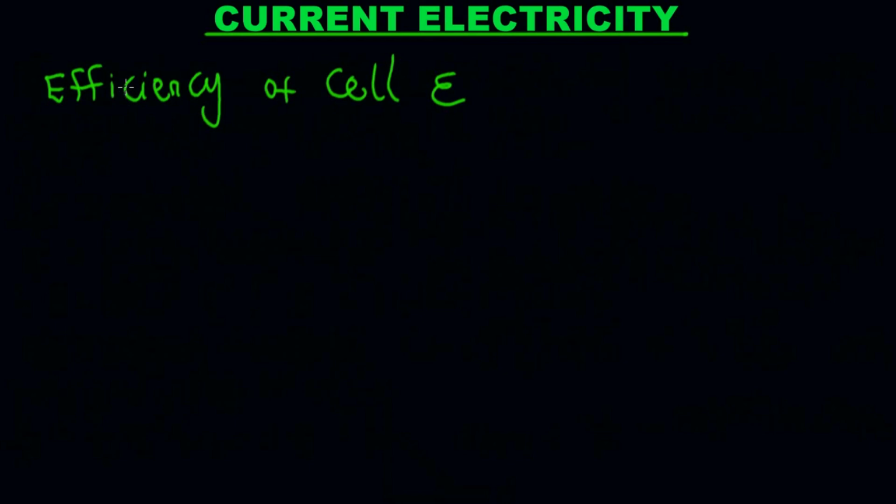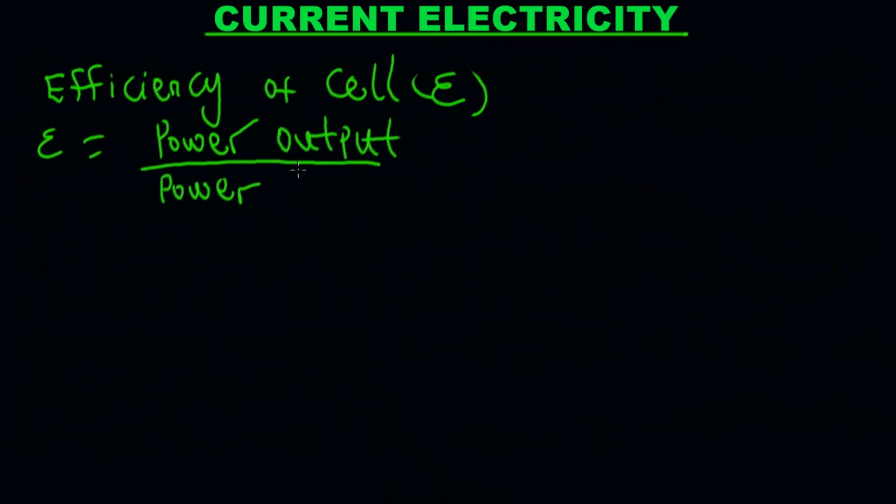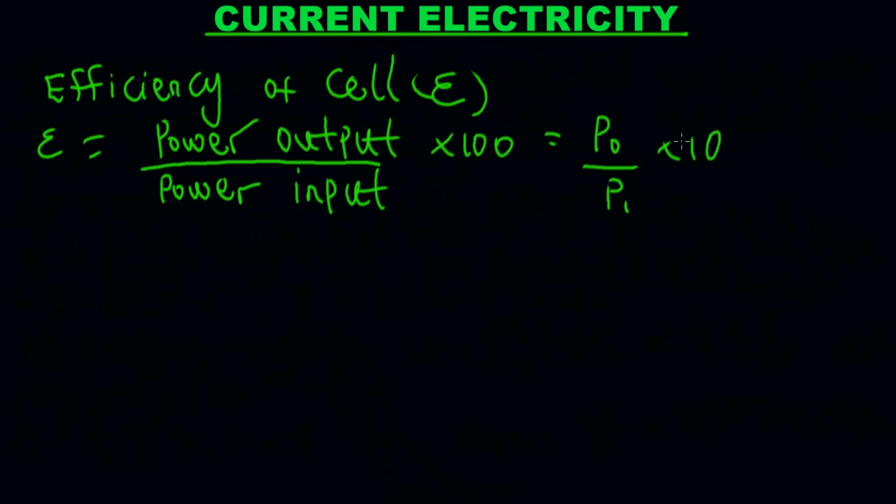Okay, so moving on, we also have the efficiency of a cell. Now, the efficiency of a cell is the ratio of the electric power output to the power input. So we could say efficiency, which is presented as this, is equal to power output divided by the power input times 100, which we could write as power output over power input times 100.